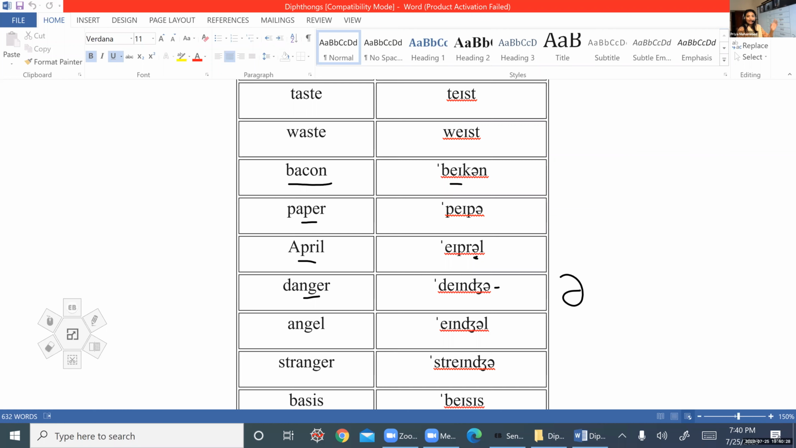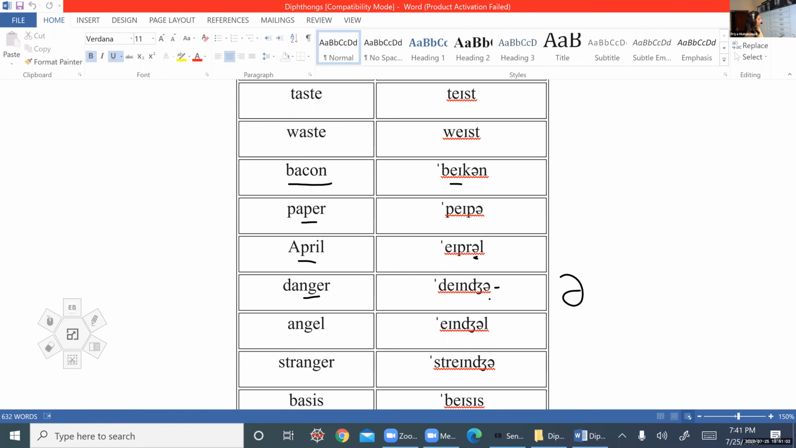I'll tell you another way of remembering the sound of the symbol. If you have any confusion regarding this symbol, just try to say two words with it: away, ago, away. Just try to say away and say this. This will be correct. Okay. Away. So, danger. The word is danger.